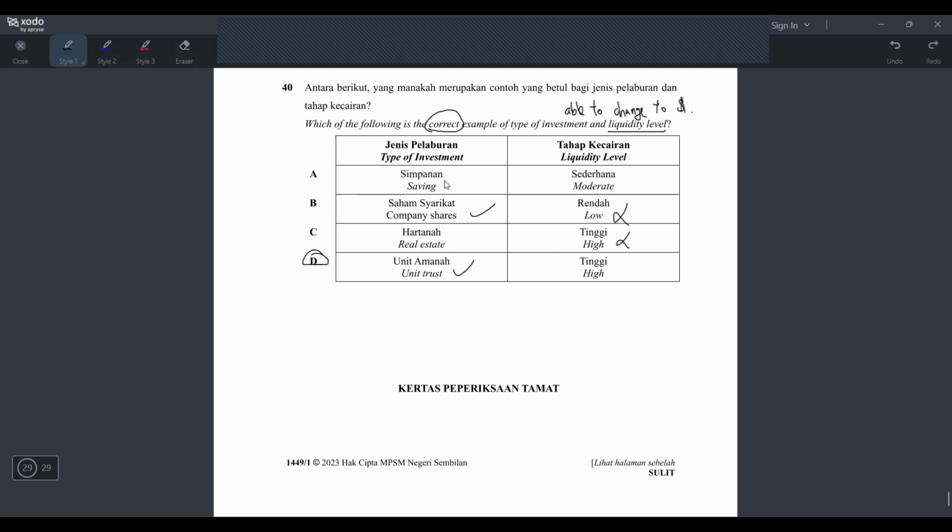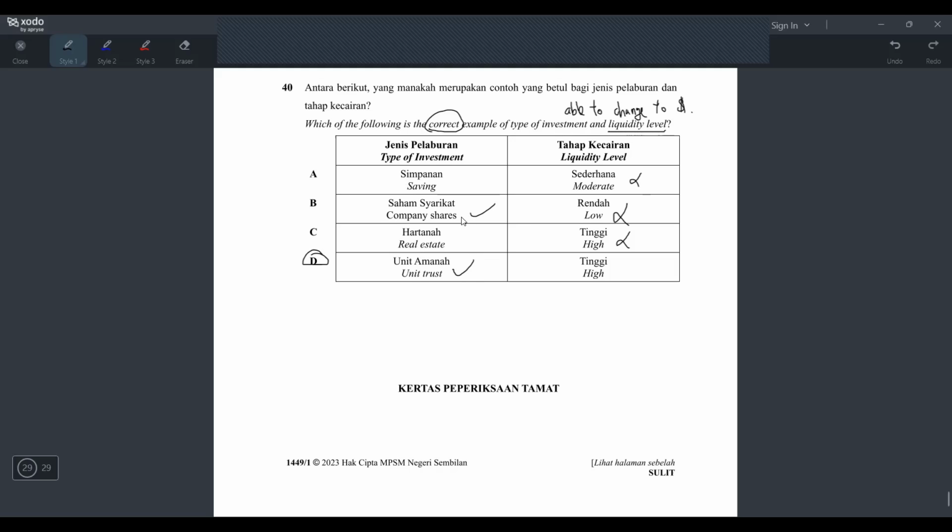Saving, okay, let's think about this. Saving is like you save money, right? So what do you think is the liquidity level? If you compare saving to something like fixed deposit, of course saving will have a higher liquidity level because saving is much easier to change to cash. But fixed deposit is like you have to put it there for a certain period, right? You can't just take it out whenever you want, because if you take it out, you will lose your interest. So you have to wait until your fixed deposit reaches the maturity value. So I would say the answer that makes the most sense here is D, right?